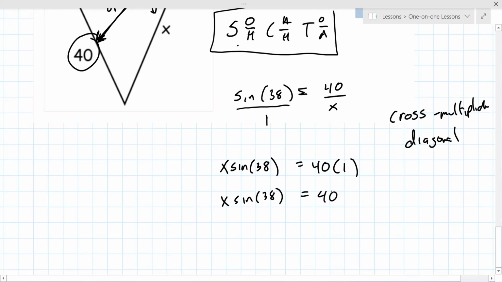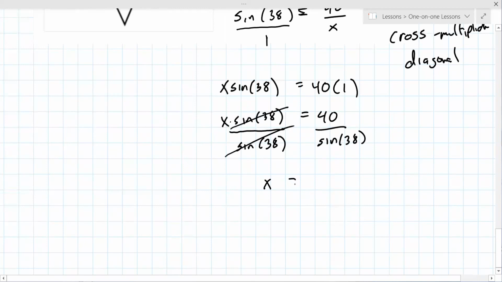And then this sine 38 is a number. If you punch that in your calculator, you get a number. When you have two things squeezed together, they're multiplying each other. To undo multiplication, you divide. You can do it symbolically, meaning without putting it into your calculator, by just writing division, sine 38 divided on both sides. It just cancels out as a result. Whenever you divide something by itself, it cancels out. So 40 over sine 38.